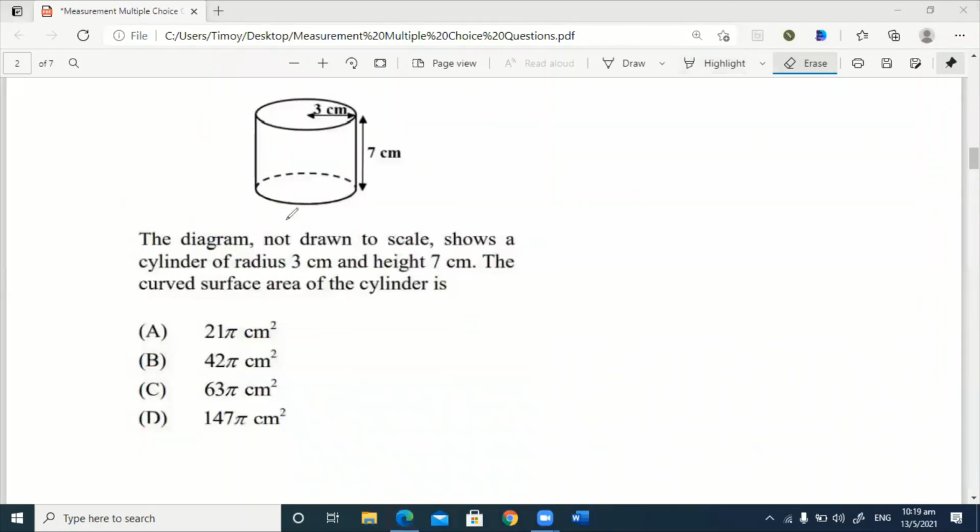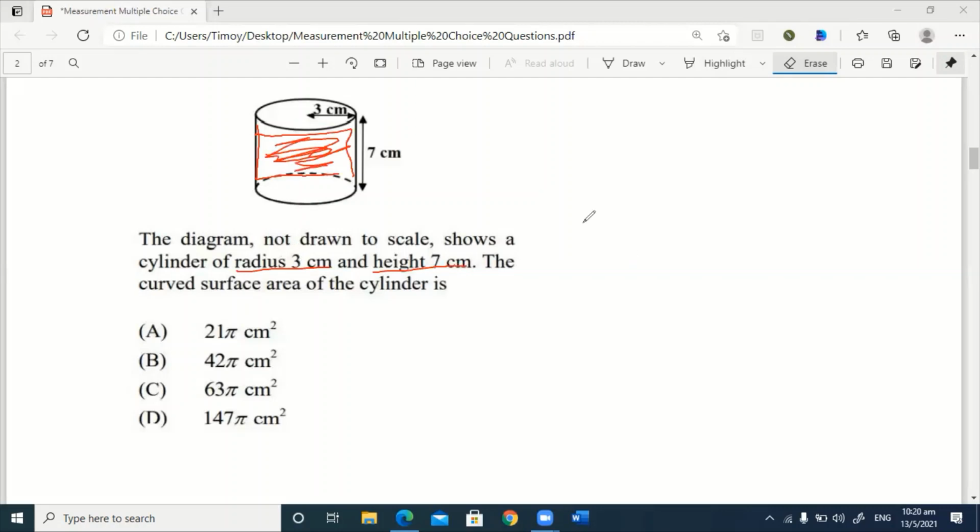Now here we are given a shape, which is a cylinder, right? And it says the diagram, not drawn to scale, shows a cylinder of a radius 3 centimeter and height 7 centimeter. The curved surface area of the cylinder is, what do they want us to find? They want us to find this part here. That part represents the curved surface area. They want us to find that area there.